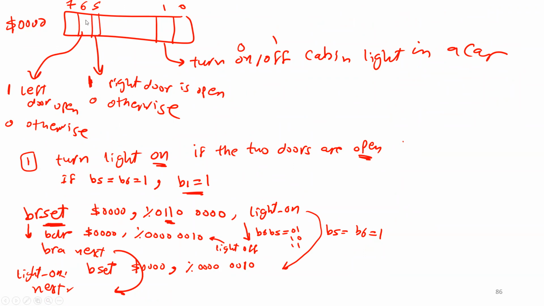If this bit is 0, that means the right door is closed. If bit number 6 is 1, that means the left door is open. If it is 0, it means it's closed. You don't need to worry about how it became 0 or how it became 1.